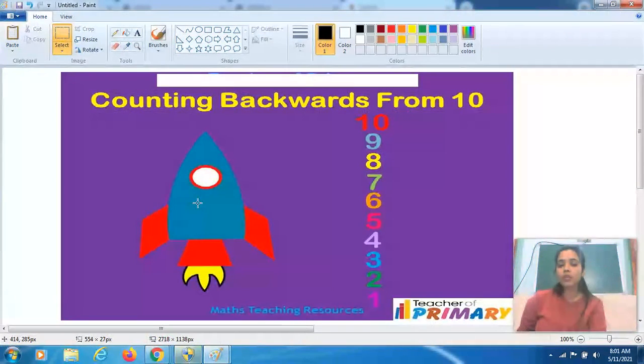You can also do the backward counting with the help of that rocket. Okay, the flash card, the picture card with you, you can take that one. Okay, and you can build up the stairs or the ladder, right? So first of all, that rocket will go up in the sky. Then the rocket wants to come down, right, on earth. So when he came down, he started counting backward. First of all, 10, 9, 8, 7, 6, 5, 4, 3, 2, 1.